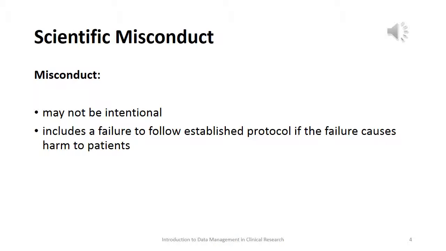The next category of scientific misconduct is misconduct itself. So it may not be intentional. It also includes a failure to follow established protocol if the failure causes harm to patients. And this may be something that you'll see more routinely in a clinical trial. So it's important to be aware of what that is.